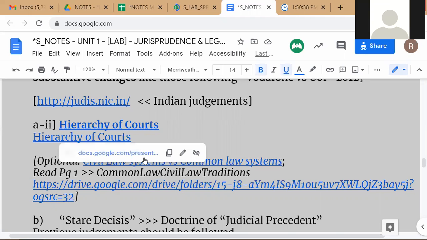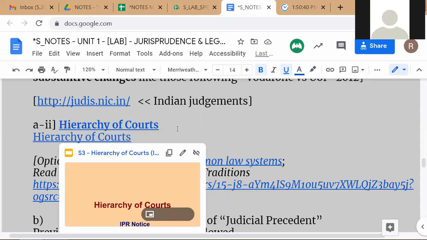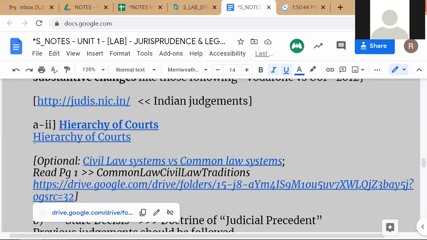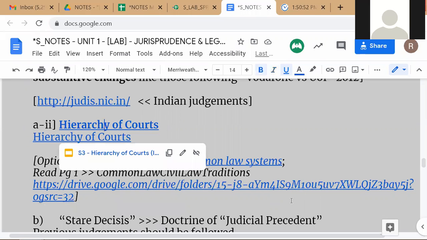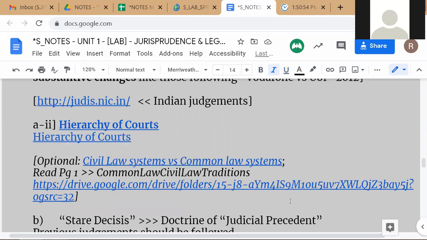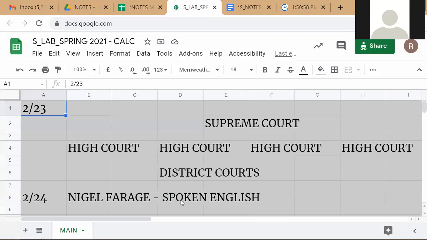So you can read this. There's a presentation here. I'm not going to go through this because this is just in the nature of information. I generally don't want to waste class time where there's no conceptual matter to be explained. It is just information. You should be aware of it, so you can just read this presentation and get yourself informed. So this is what is meant by the hierarchy. Here you have Supreme Court, High Courts, all the different High Courts, and the district courts.